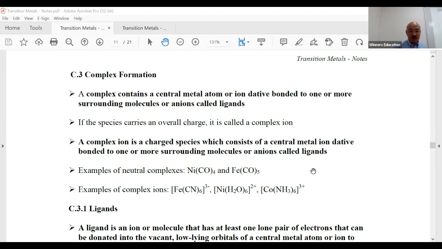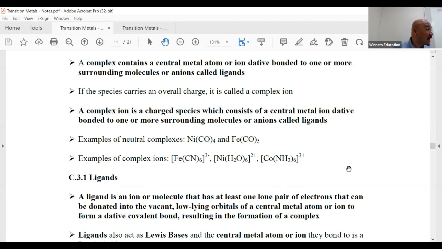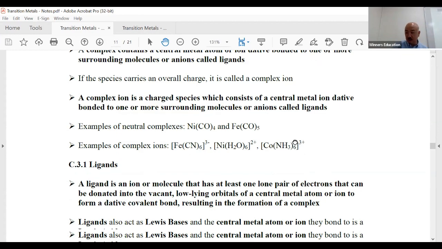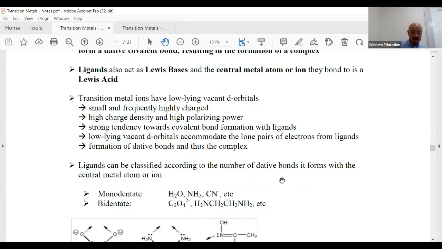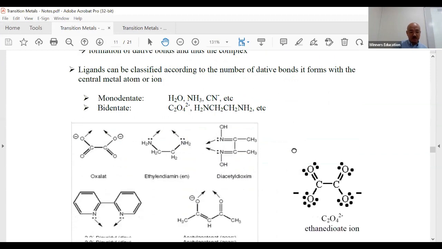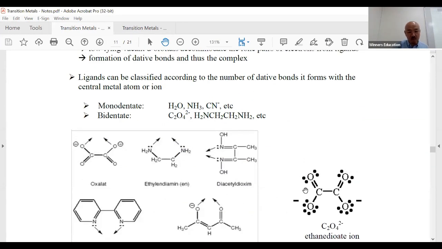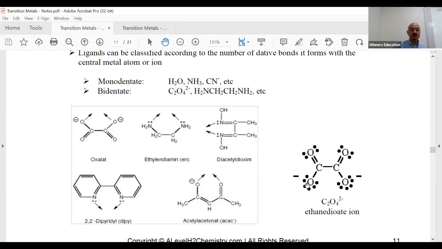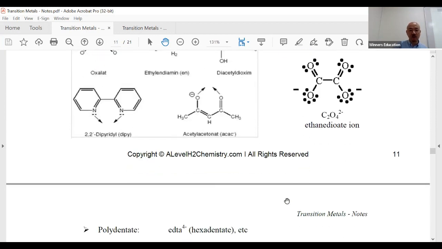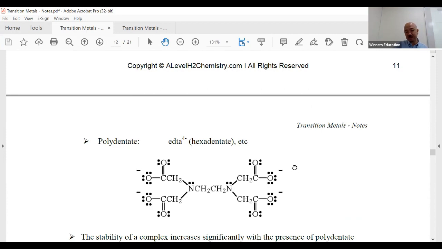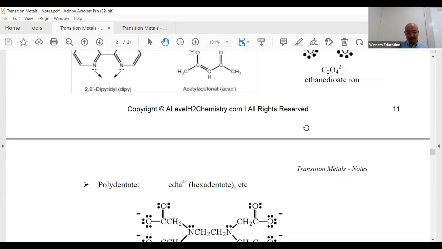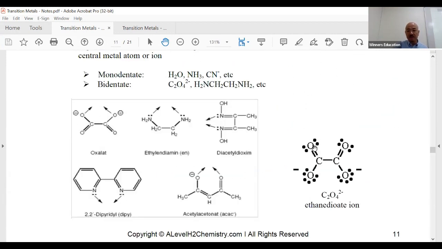Complex ions. So once again, not all complexes are ions. Some complexes are compounds, some complexes are ions. All right, be very comfortable with it. Then that's where we come in and talk about ligands. Ligands can be monodentate, bidentate, even tridentate, and then hexadentate or more, which we call the polydentate. Okay, now here we go.